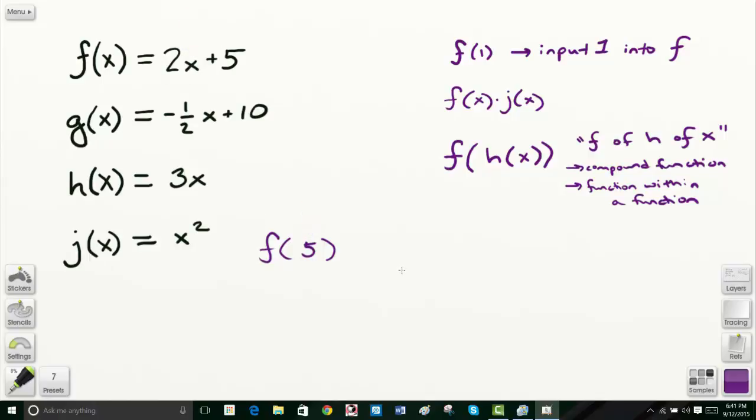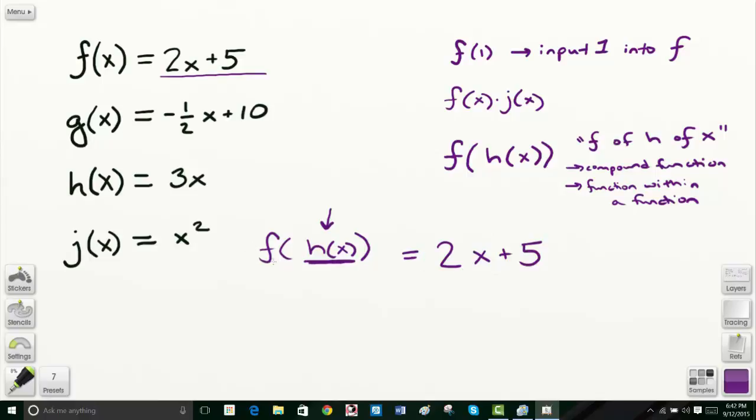So what I am doing here, instead of putting an x or a 5 or a number inside the function, I am going to put a function inside another function. I'm actually going to stick h of x into the spot where x was. And that is literally what I need to do to simplify this compound function. So I have the function f of x. That would be 2x plus 5, looking up in the top left. 2x plus 5 is f of x.